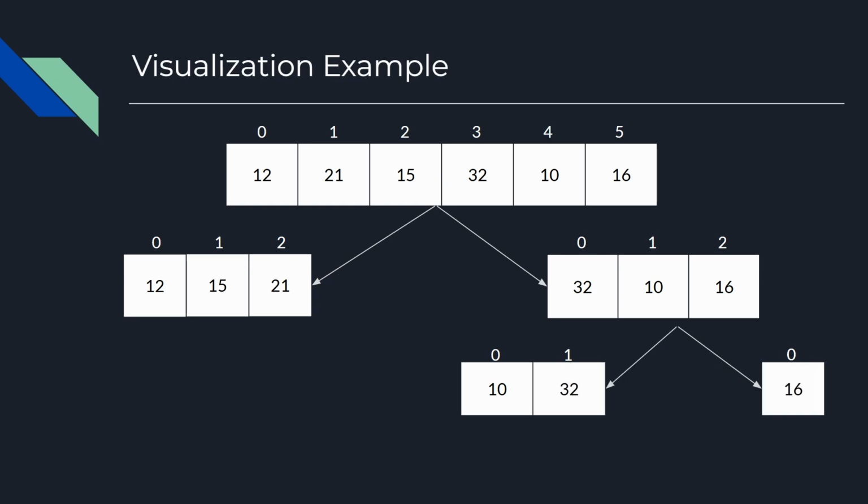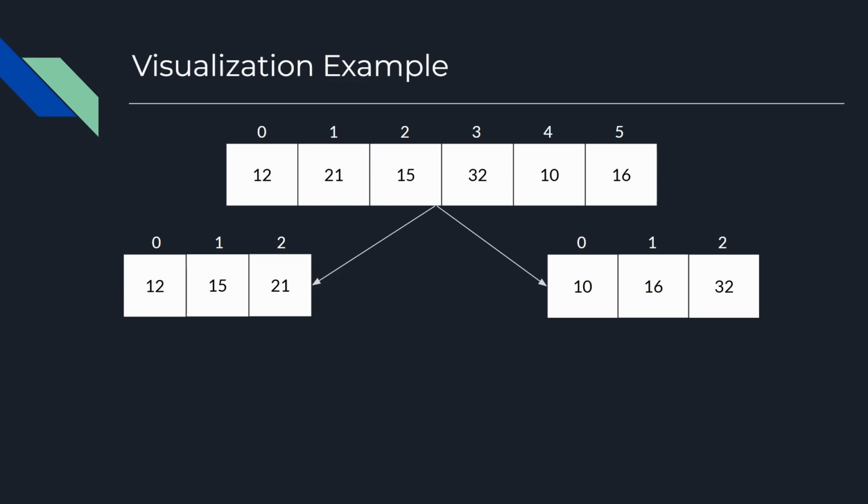And now we have the two subarrays, the left subarray containing the values 10 and 32, with the right subarray containing the element 16. As we compare them, 10 goes first, followed by 16, followed by 32.